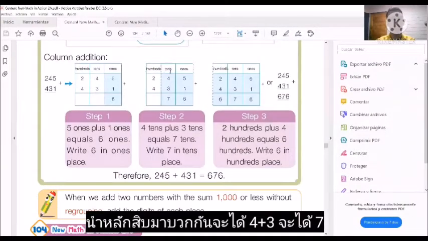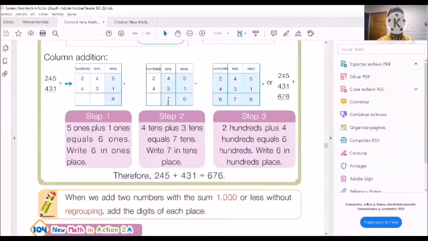Next, tens place. In tens place, we got number 4 and number 3. So we say, read with me, please. 4 tens plus 3 tens equals 7 tens. So we write 7 in tens place. As you see here, 4 plus 3 equals 7. Okay, 4 plus 3 equals 1, 2, 3, 4, 5, 6, 7. Okay, perfect. So we are almost finished.